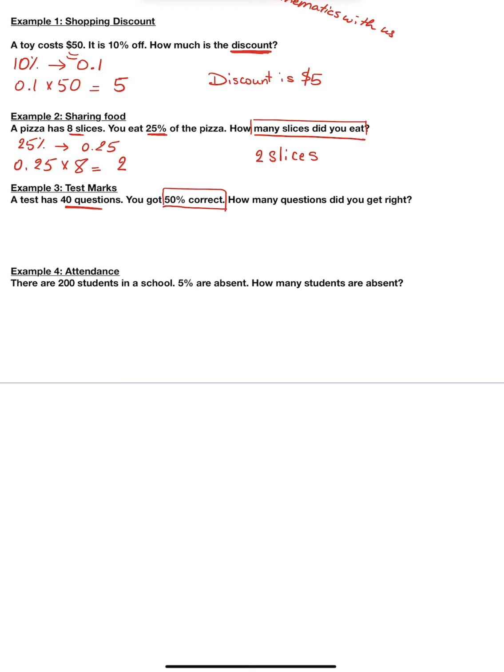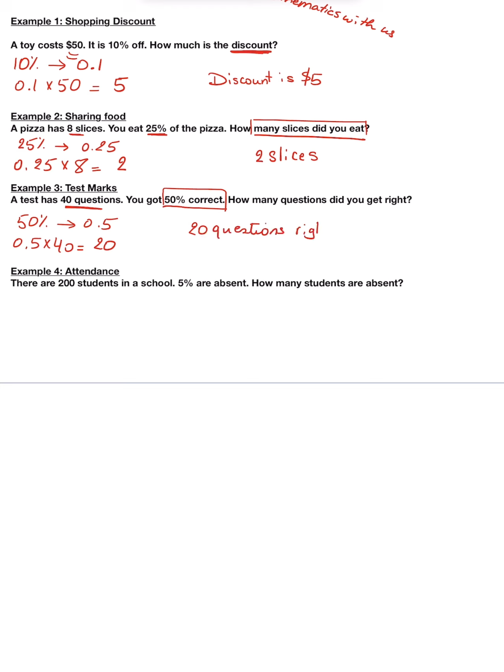So first thing that we really need to know, sometimes we have some numbers in percentages that are very easy and quick to answer. So 50%, if I need to use the steps, if I change it to decimal, is 0.5. 0.5 times 40 equals 20. All right. So you got 20 questions right.